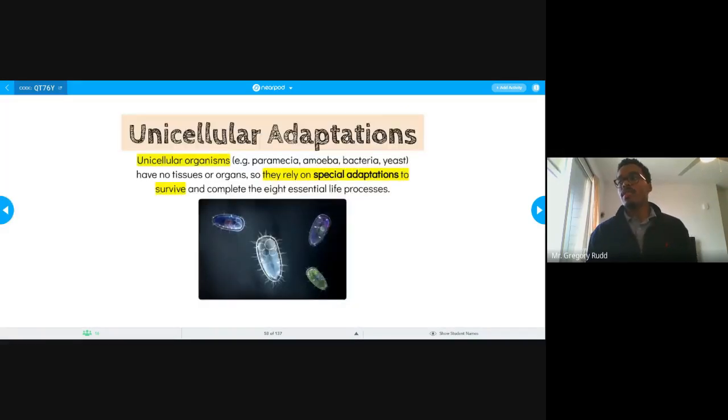Unicellular organisms, however, do not have special tissues. They don't have organs. They certainly don't have organ systems. So they need other adaptations in order to accomplish these 8 essential life processes.